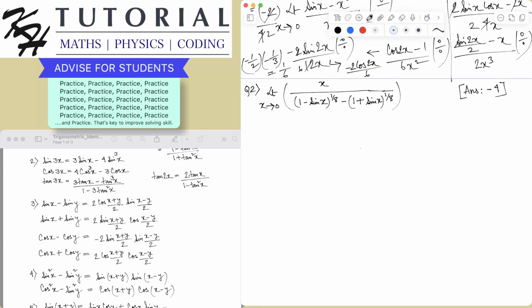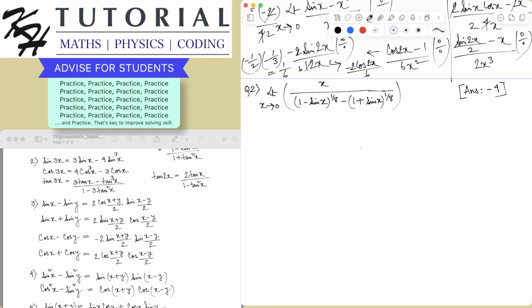Okay, let's see the next problem. Now this one: limit x tending to 0, x by (1 minus sin x) whole to the power 1 by 8 minus (1 plus sin x) whole to the power 1 by 8. Now if you try to manipulate the denominator using trigonometric identities and formulas, so that you create the standard form of sin x by x or maybe tan x by x, maybe it is possible, I don't know, I couldn't do it.